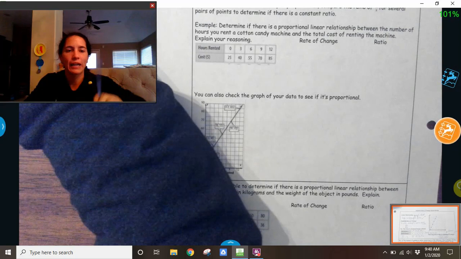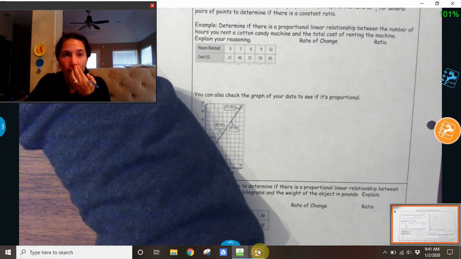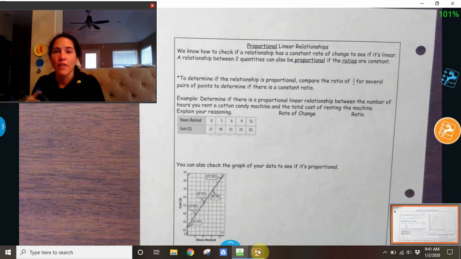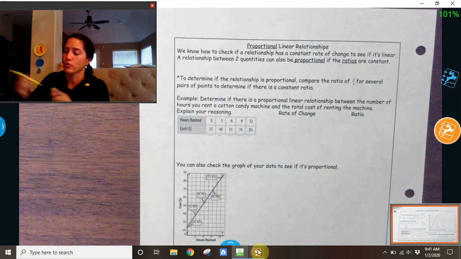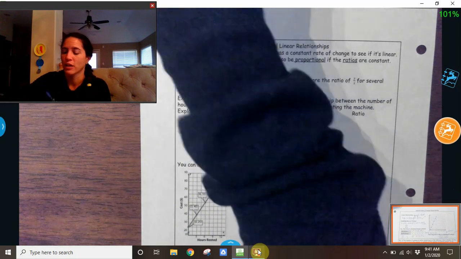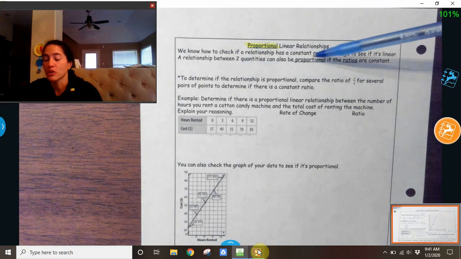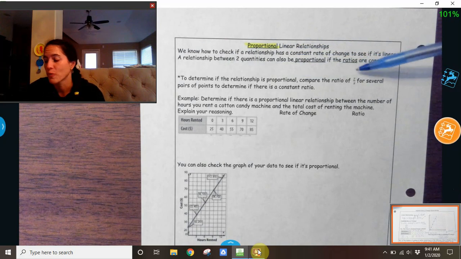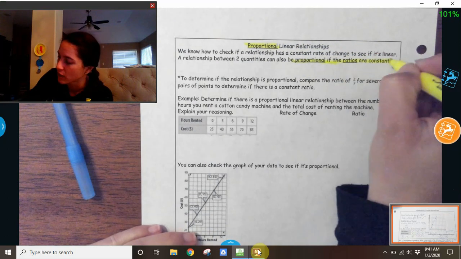All right, so flip it to the back. Let me check my time. On the back, proportional linear relationship. So now we have a new word, proportional. We've talked about linear, makes a straight line, it has a constant rate of change. Well, relationships can also be proportional if the ratios are constant. So I'm going to highlight this on mine. You can highlight that too.